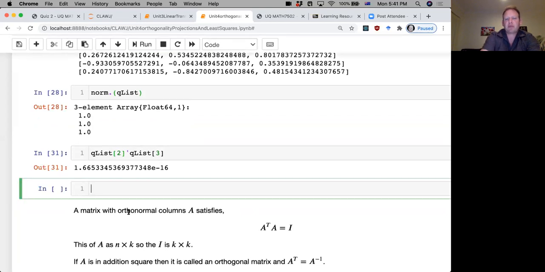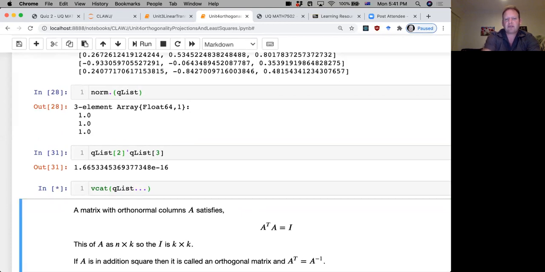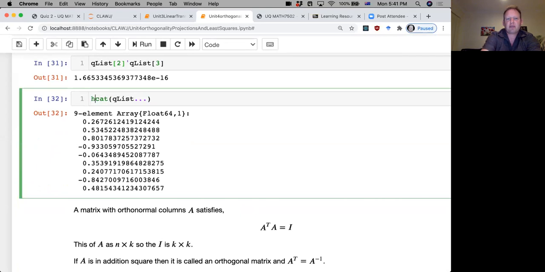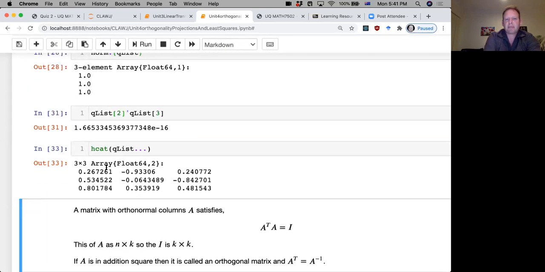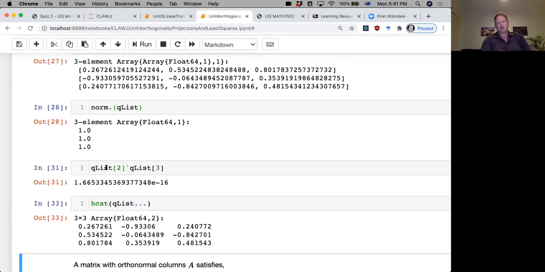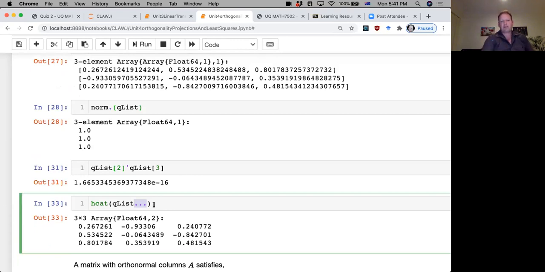Okay? And if I want to put them in a matrix, then what I can do is vcat on Q list... Let's see if this works. No. hcat of Q list. And that puts them in. So this is called the Splat Operator. This thing that we did is equivalent to doing hcat of Q list 1, comma, Q list 2, comma, Q list 3. That's what the splat operator does, okay? It kind of takes the argument of an array and puts them all as inputs.